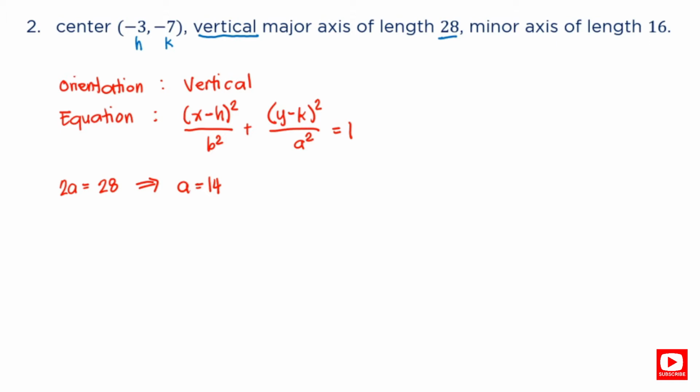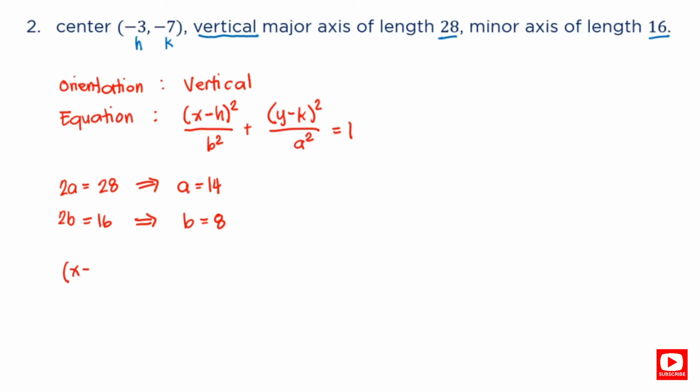Okay? We also have here from the condition, the length of the minor axis is 16. Take note that the length of the minor axis is just 2b. So we can equate 2b to 16, which means that b is equal to 8. So from that, we can now give the standard equation kasi meron na tayong h, k, a, and b. So our standard equation will be x minus h.